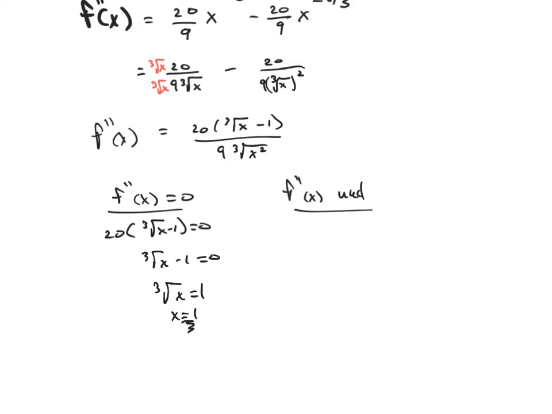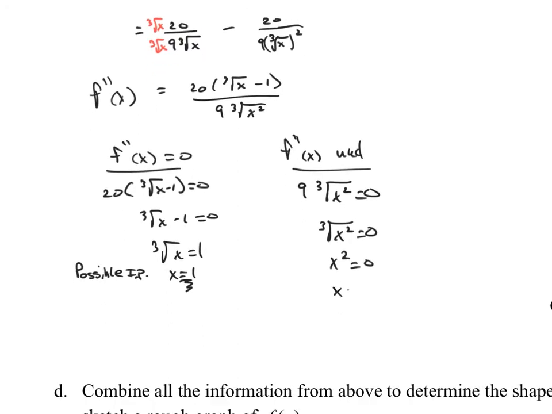So that's a possible inflection point, because it is in the domain of my original function. When's it undefined? It would be undefined when 9 times the cube root of x squared equals 0. Divide both sides by 9 and I'd have the cube root of x squared equals 0. Cube both sides, I'd have x squared equals 0. Square root both sides and I'd end up with x equals 0. So x equals 0 is again a possible IP, inflection point.